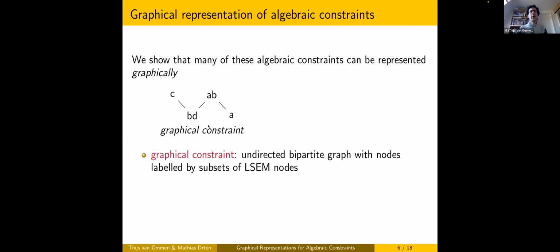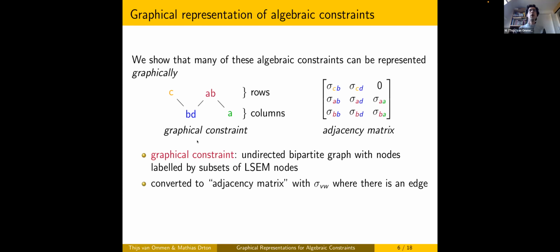Right, so the graphical constraint is an undirected bipartite graph, and each of its nodes is labeled by, in general, a set of the variables from the linear structural equation model. So I'm claiming that these graphical constraints can largely take the role of the polynomial constraints. For that to be true, we need a way of converting a graphical constraint into a corresponding polynomial constraint. And that's as follows.